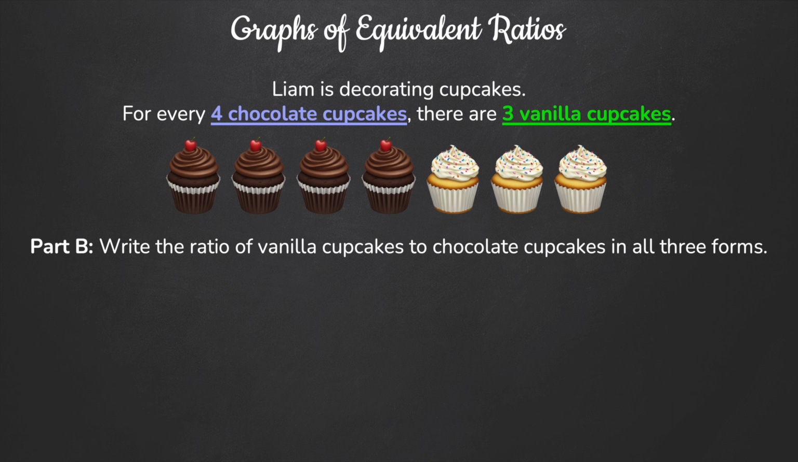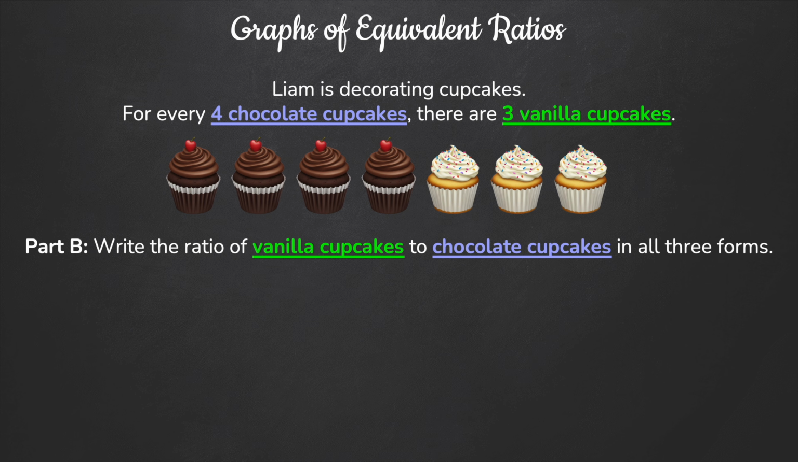Now, part B says, write the ratio of vanilla cupcakes to chocolate cupcakes in all 3 forms. So, because vanilla cupcakes comes first now, we're going to put the 3 in our numerator, and that means that the 4 is now our denominator. Next, we're going to write a ratio using a colon. And again, because it's the ratio of vanilla cupcakes to chocolate cupcakes, we're going to write 3 first, so 3:4. And then we're going to write a ratio in word form, and it's going to be 3 to 4 because it's vanilla cupcakes to chocolate cupcakes.